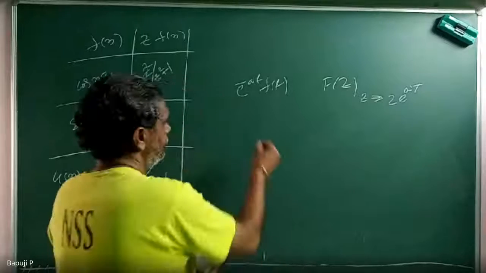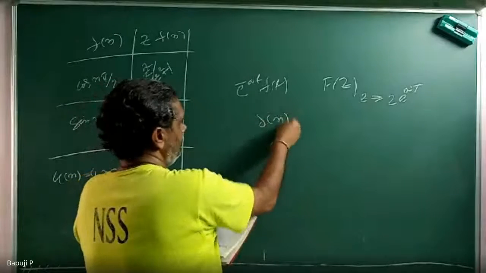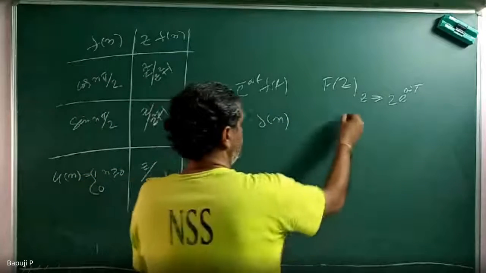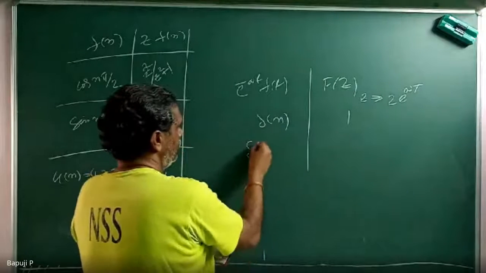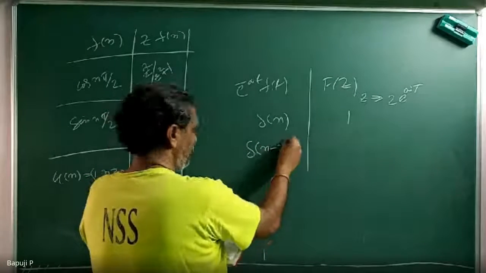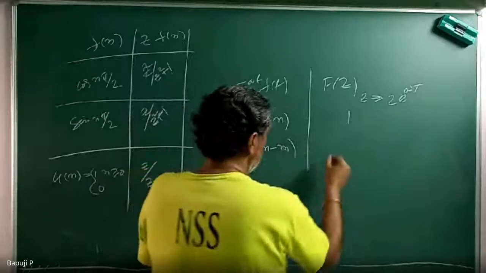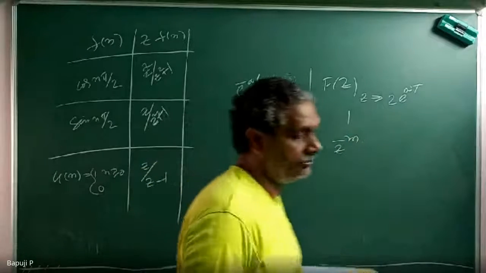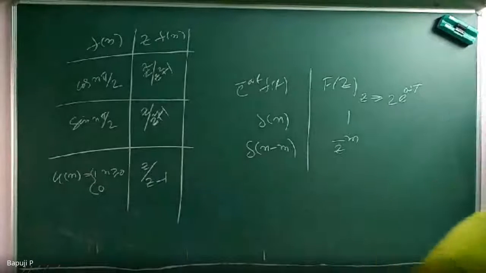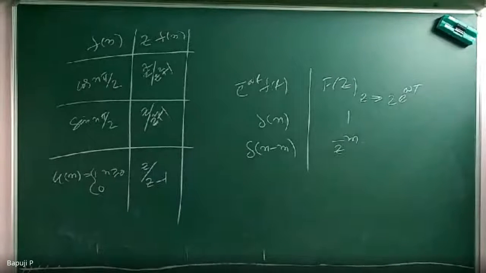Then Dirichlet function. Delta of n is equal to 1. Delta of n minus m is equal to 0 otherwise. Just you can remember. Up to here you can remember. While doing the problem, I will complete, don't worry.